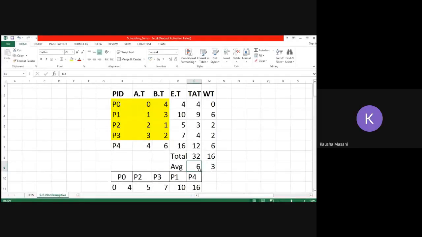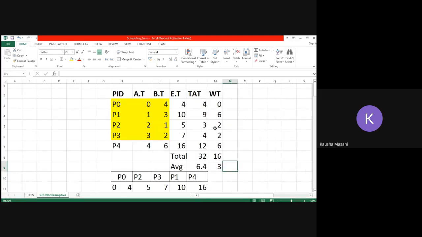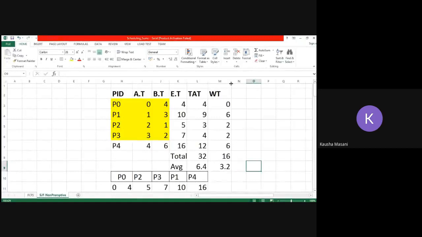Okay. Again, do not forget to write milliseconds everywhere, not just here, everywhere. So this is your SJF non-preemptive. You got the idea? Yes, ma'am.